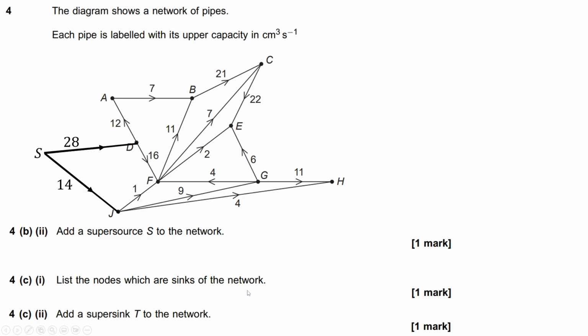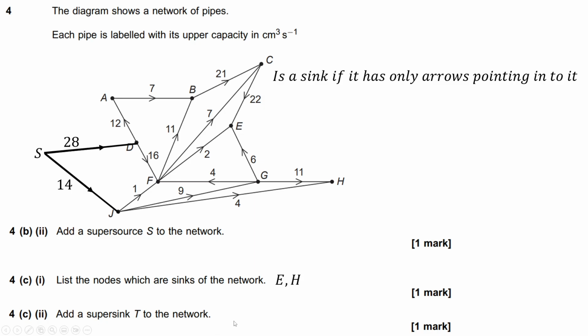List the nodes which are sinks of the network. Well, if something is a sink, it will only have arrows pointing into it. It will only ever take in whatever quantity is going through the pipes, or whatever is going through the network. And so if we have a look, E looks like it could be one, and H looks like it could be one also. Everything else has both arrows pointing in and away from it, other than the sources which only have arrows pointing away. So the only sinks would be E and H.